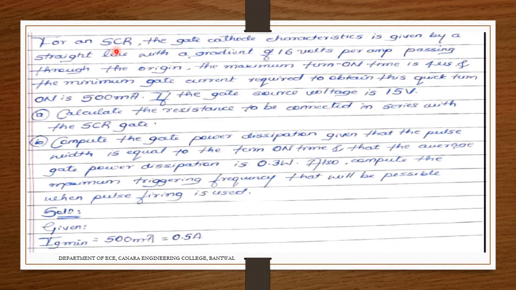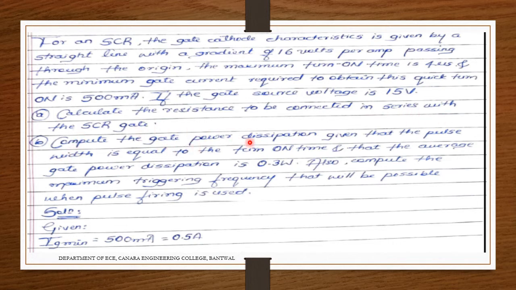Now for an SCR, the gate cathode characteristic is given by a straight line with a gradient of 16 volts per amp passing through the origin. The maximum turn on time is 4 microsecond and the minimum gate current required to obtain this quick turn on is 500 milliamp. If the gate source voltage is 15 volts, what we have to do is calculate the resistance to be connected in series with the SCR gate.